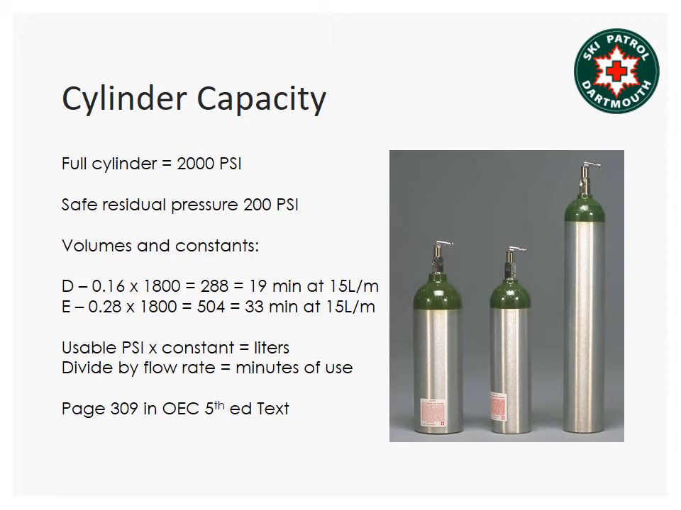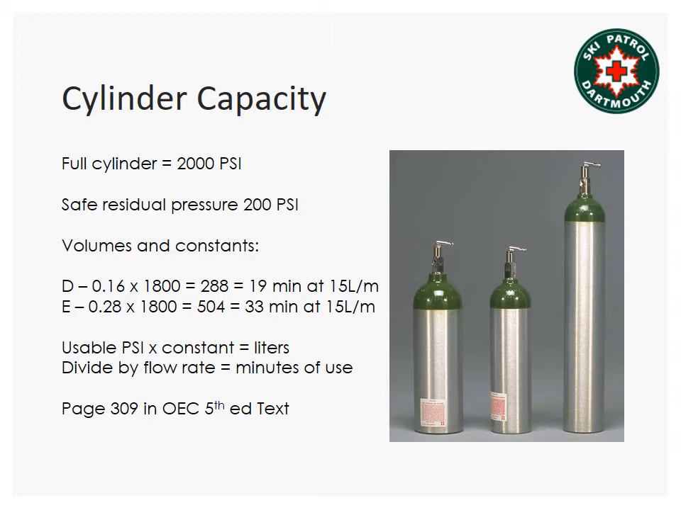When working on the mountain, it's important to understand how much oxygen you have to give to your patient. A full cylinder contains 2,000 pounds per square inch of pressure, which equates to a certain number of liters of oxygen contained inside the cylinder. There's a safe residual pressure of 200 psi, so if you see 200 psi on your regulator gauge, the regulator may no longer be functioning correctly and may not deliver the correct concentration of oxygen to the patient, so you should change the cylinder for a new one.